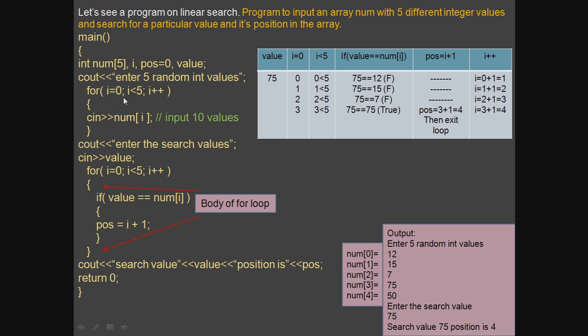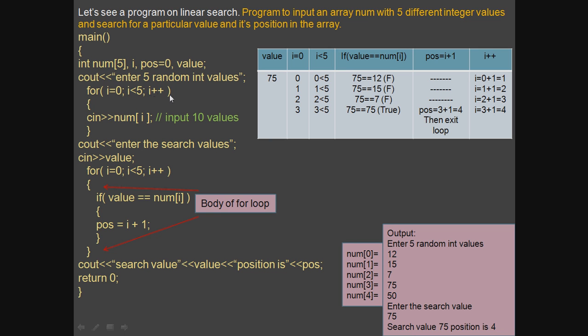So when i equals 0, i is less than 5, because we know that we have to enter only 5 integer values. That means the loop will continue 5 times starting from 0, and since it starts with 0, it is less than, but if it starts with 1, it will be less than or equal to. But we know that an array index always starts with 0, so that's why i is equal to 0. In num0 you will enter the value 12.